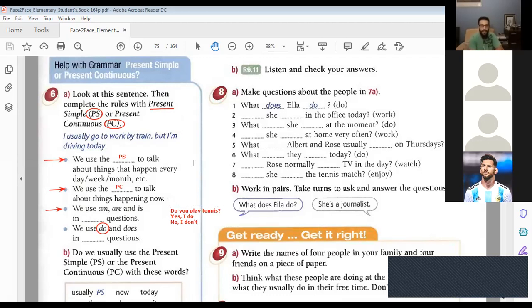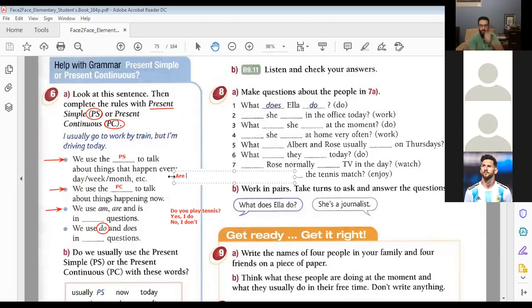Right. And for example, can you give me a present continuous question using are? Let's use the same tennis example. Are you playing tennis? Excellent. Very good. Are you playing tennis? And what's the answer?